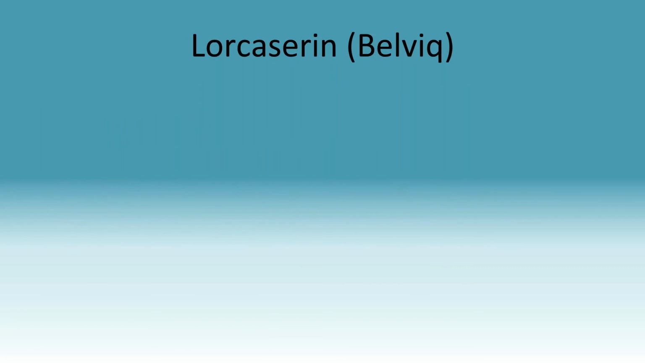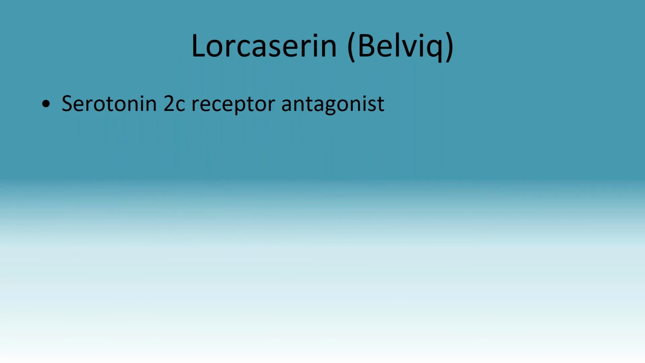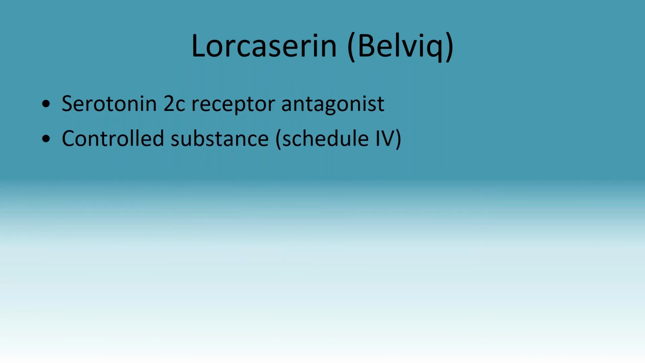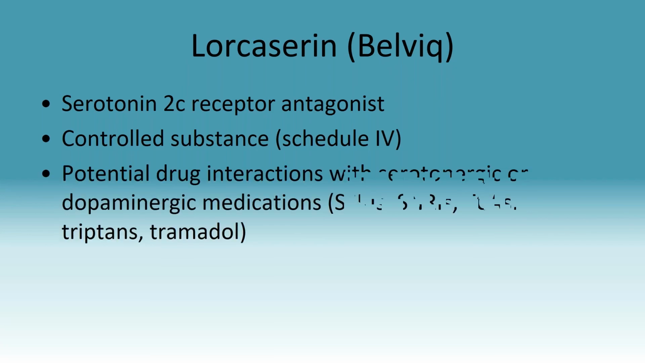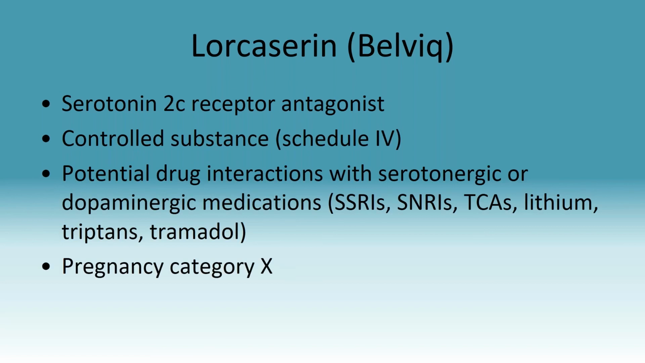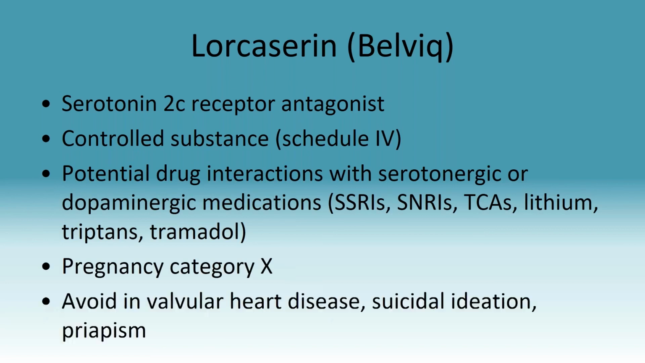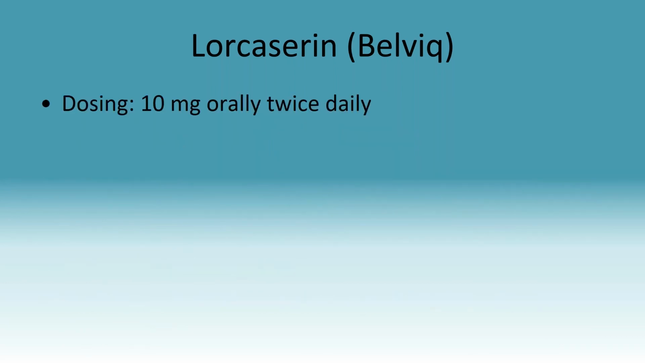Lorcaserin, or Belviq is the brand name, is a serotonin 2C receptor agonist, and this was the first of the most recently approved group of medications. It's a controlled substance, and potential drug interactions with serotonergic or dopaminergic medications, so SSRIs, SNRIs, tricyclic antidepressants, lithium, triptans, tramadol, and it's pregnancy category X. It should be avoided in valvular heart disease, patients with suicidal ideation, priapism.